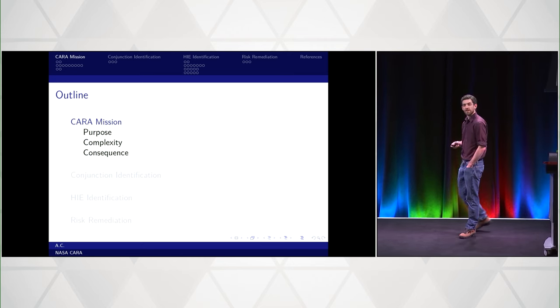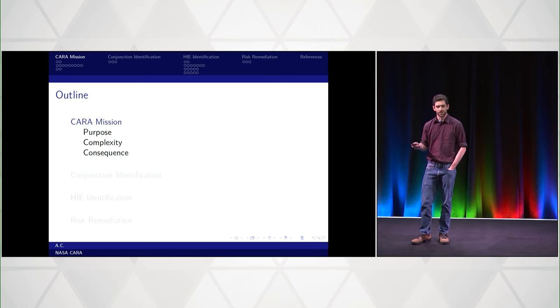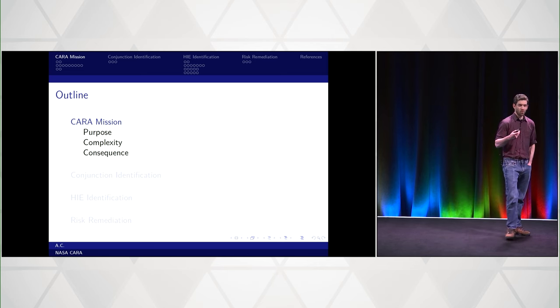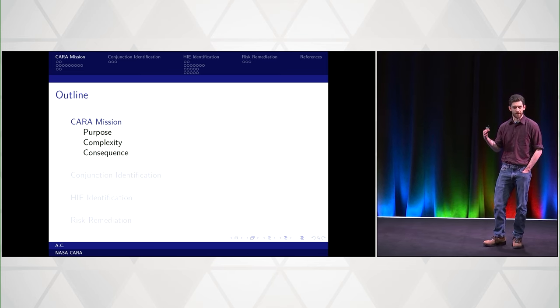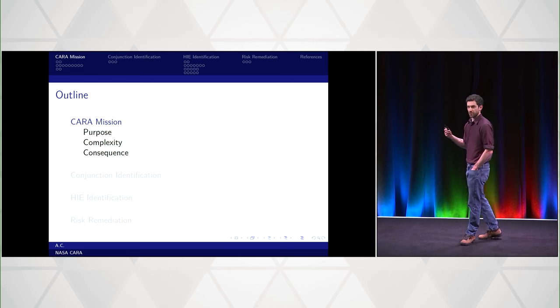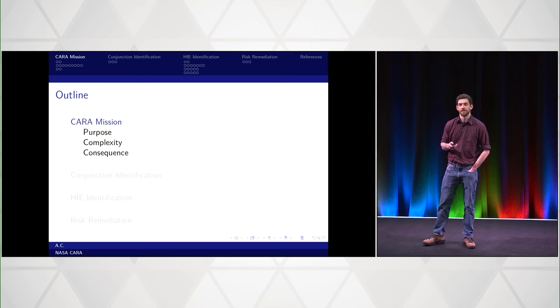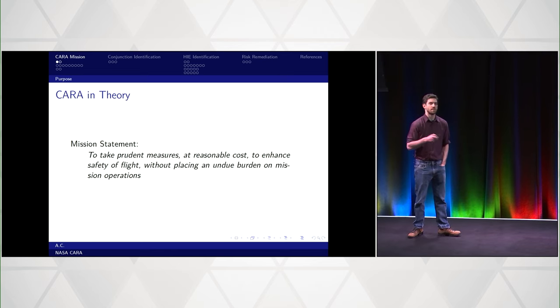So, brief structure of the talk. We're first going to talk about the CARA mission, what exactly it is, why it's not completely trivial, and what happens when we get it wrong, and then we're going to roll on through into the algorithms that underpin it, identifying conjunctions that are high risk, and then identifying activities which work well to remediate those risks.